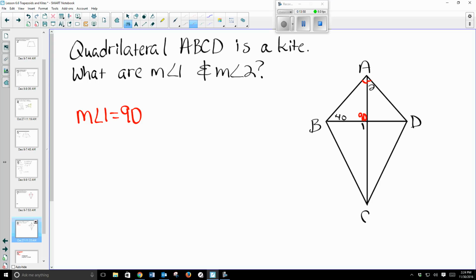So if this is 40, this is 90, 40 plus 90 plus something is equal to 180. And that something would be 50. And if this angle is 50, this angle is 50. So the measure of angle 2 is equal to 50 degrees. And it will not let me write. For some reason, the computer froze on me again. So anyway, the measure of angle 2 is 50 degrees.